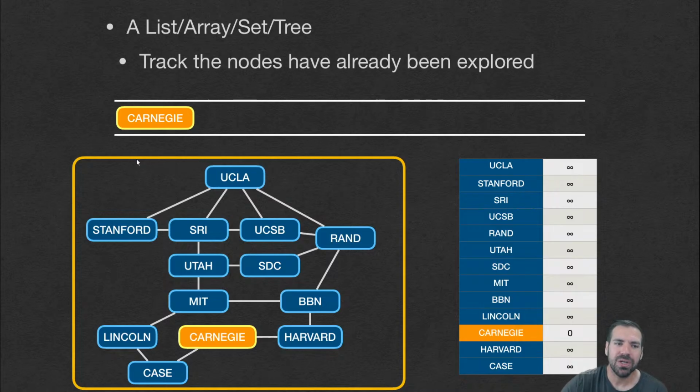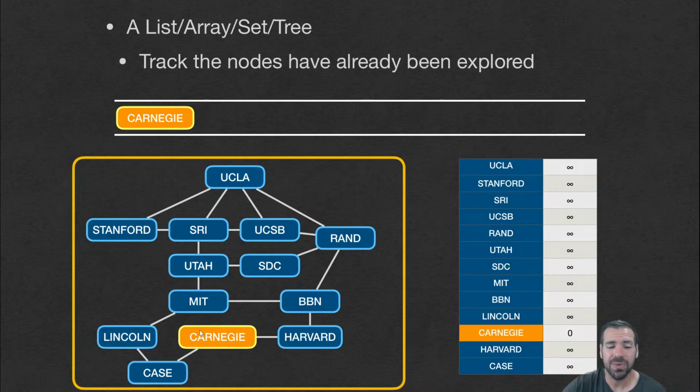But whatever data structure you use here, I'll say array list just because I think that's what most of you will end up using, is a data structure to track which nodes have already been explored.